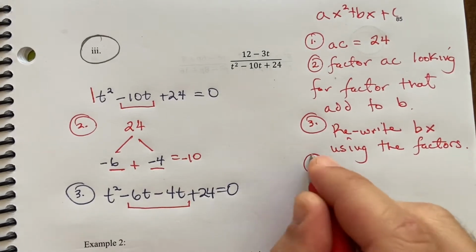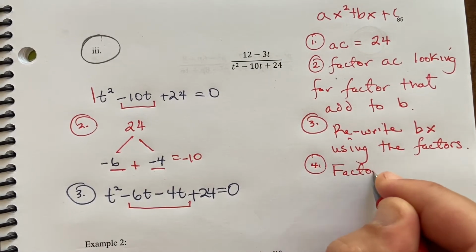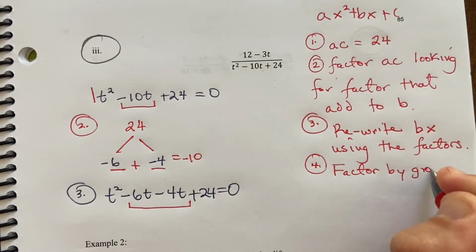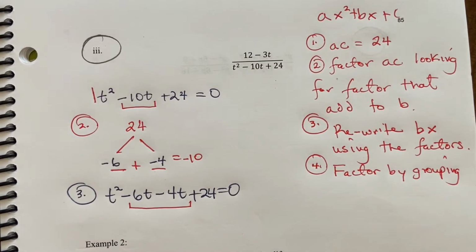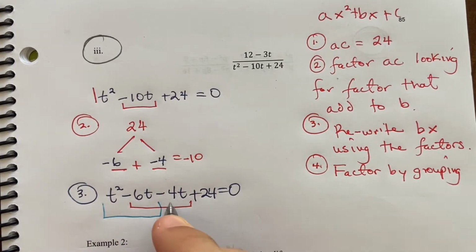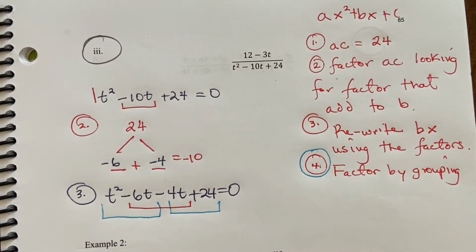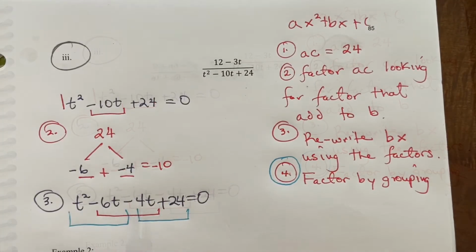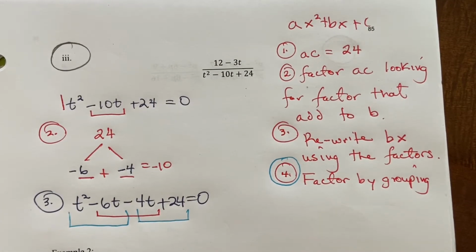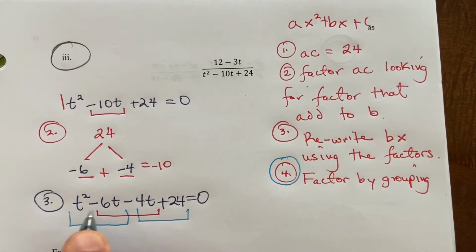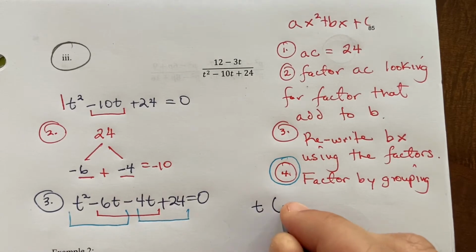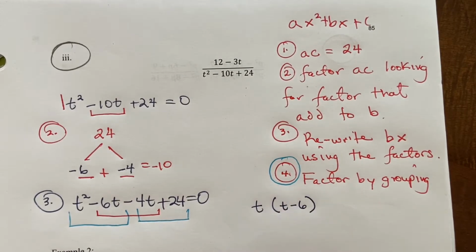Step 4 is factor by grouping. What I mean by that is I will focus on these first 2 terms and then these second 2 terms, and I'll factor those. Okay, so as I was saying, it looks like a t is shared. So out of these first 2, I will factor out a t. So t and then t minus 6.